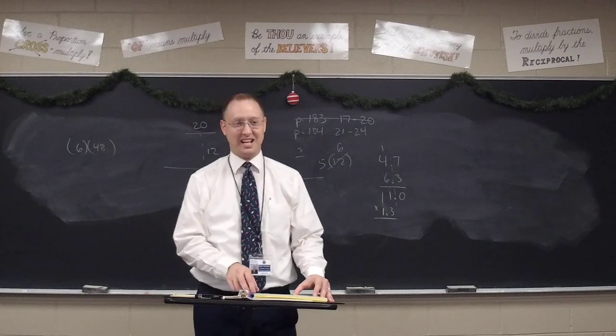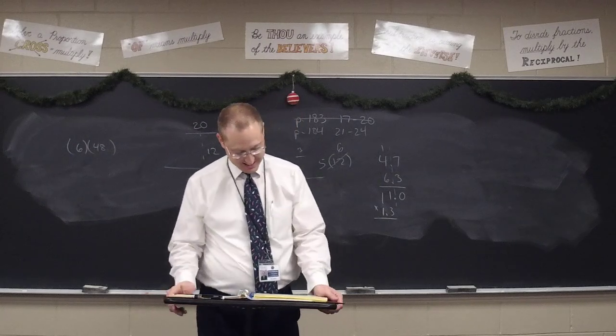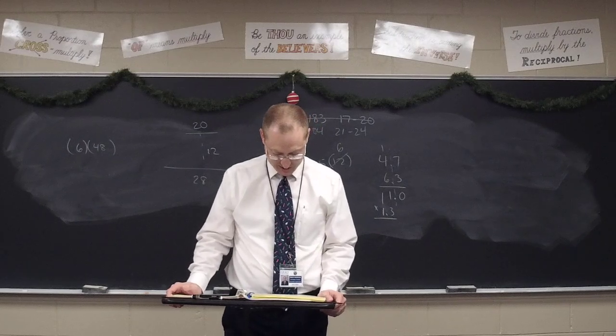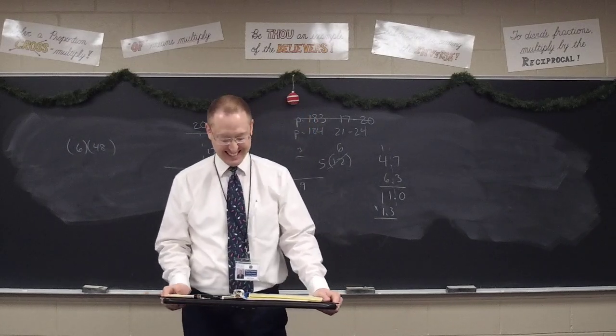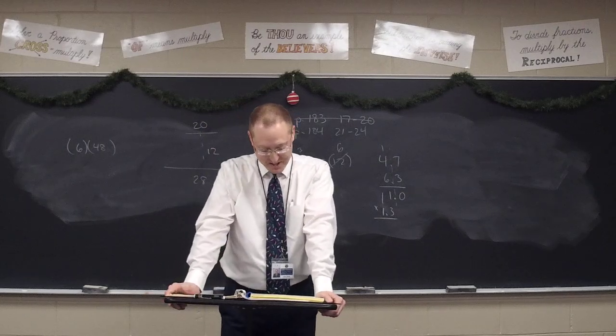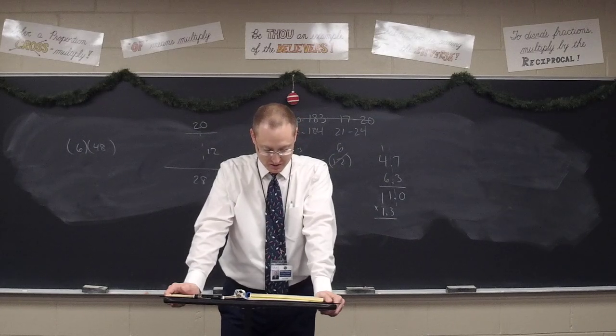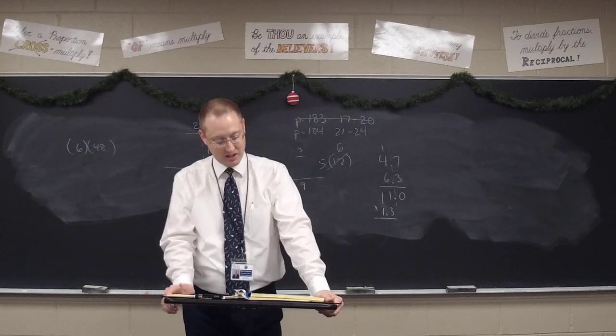Number 30. Read that one for us if you would, Jalen. Farmer's field is trapezoidal in shape. That's a great word. Trapezoid. All right, go ahead. The bases of the field are 3 miles and 4.5 miles. The height is 2.5 miles. Find the area of the farmer's field.